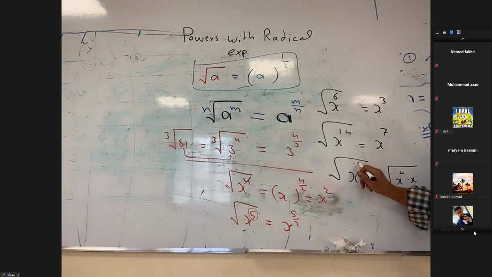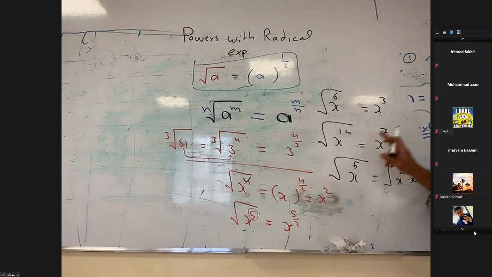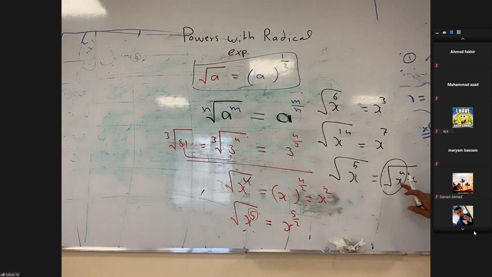x to the power 5, we can write as x to the power 4 times x to the power 1. And this one, you know about this one: the square root of x to the power 4 is x squared. And this x remains under the square root.